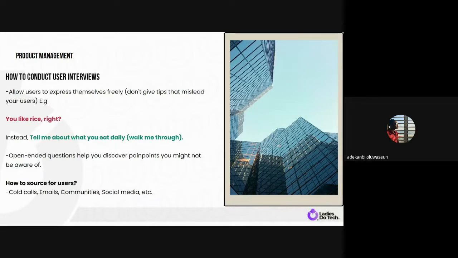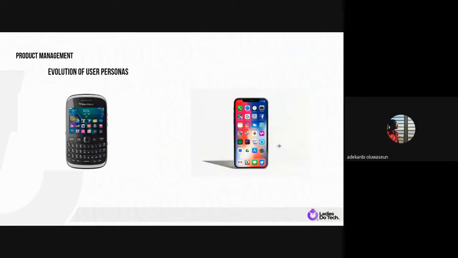All of that, as a product manager, you want to be able to know how to do those things, right? Now, this is interesting, and this is going to be very interactive. So at this point, I want you to talk to me. I want us to learn deeper.